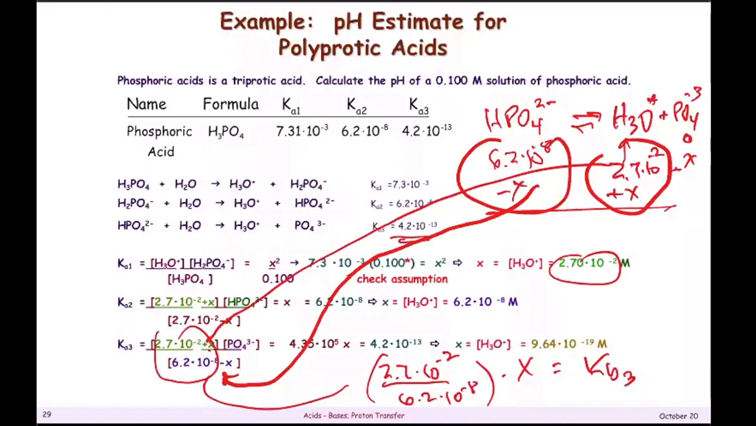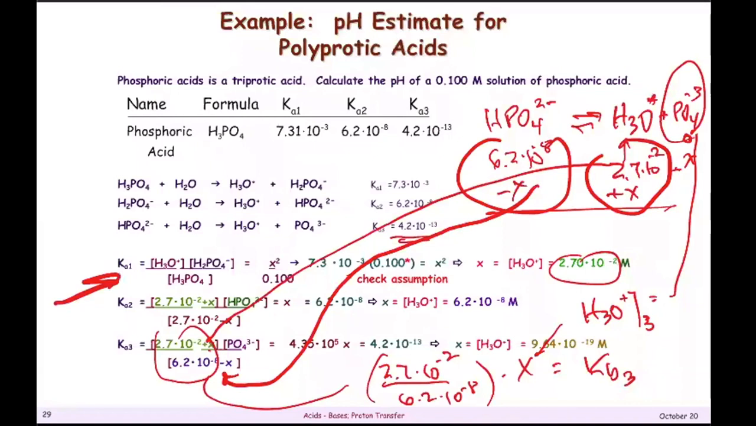And this is the hydrogen ion concentration from the third equilibrium. You find out that number is very small, but more importantly, that is equal to the phosphate ion concentration. So the question is, you've got 0.1 molar phosphoric acid. What's the phosphate ion concentration? You actually need to solve all three. If the question is, what is the pH of the solution? You just need to solve the first one, because the other two hydronium contributions are going to be negligible.